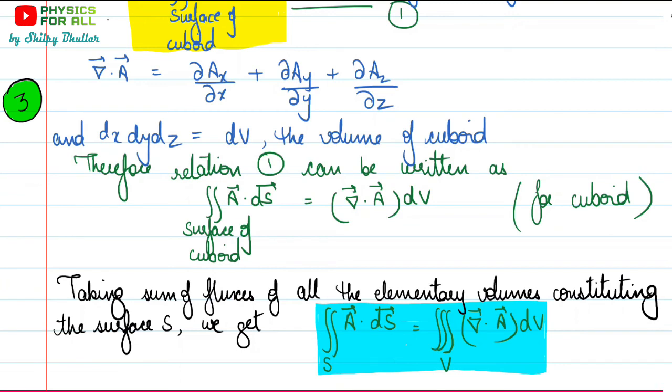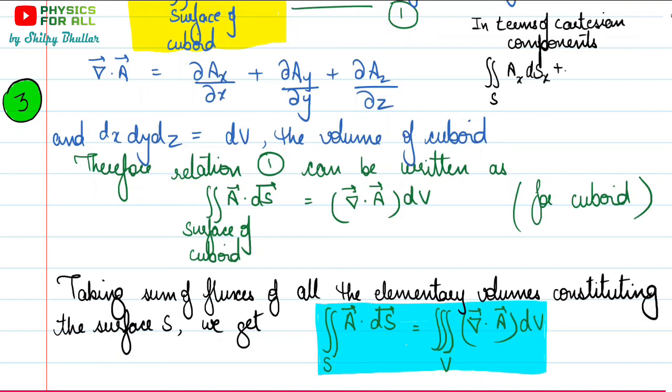And if you have to represent it in terms of Cartesian components, then we can write all the components separately. So this integral would stay intact, and here, because this is A dot dS, it's a dot product. And what is the answer of a dot product? It's a scalar. So I'm directly going to write the x component of A multiplied by the x component of dS, plus the y component of A multiplied by the y component of dS, plus the z component of A multiplied by the z component of dS.